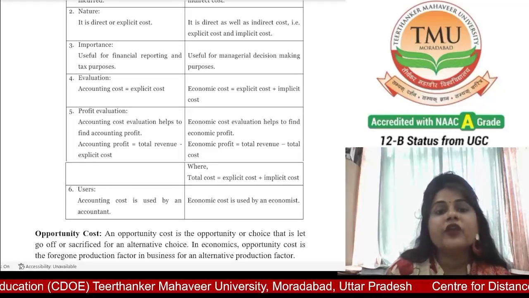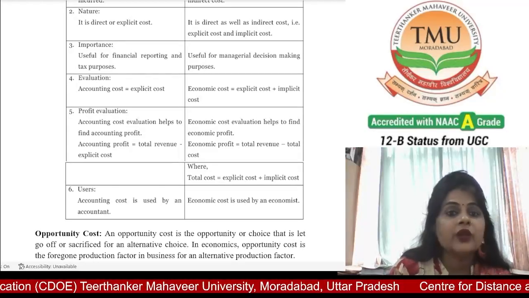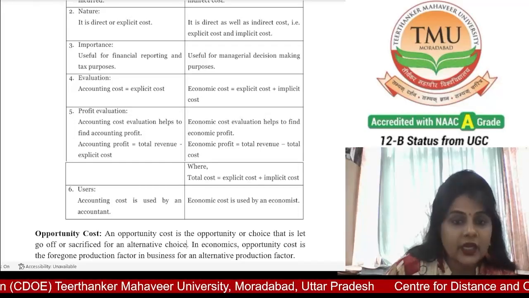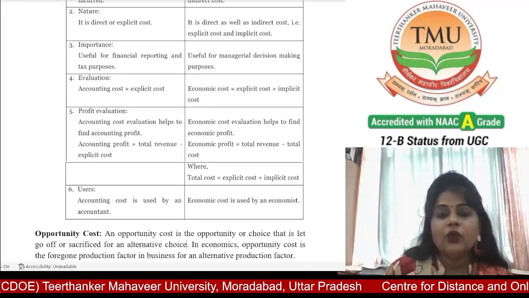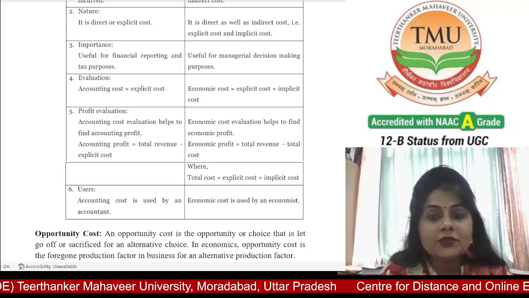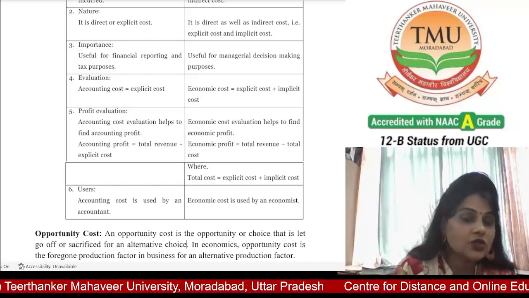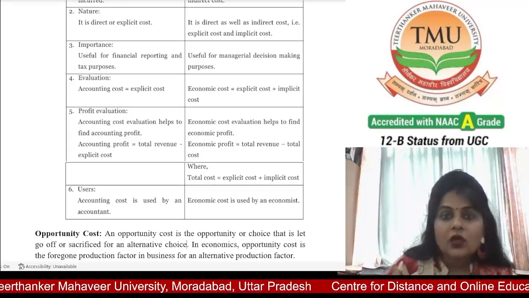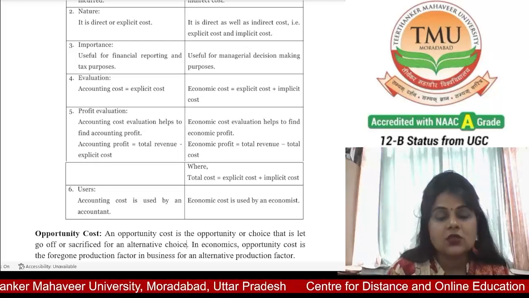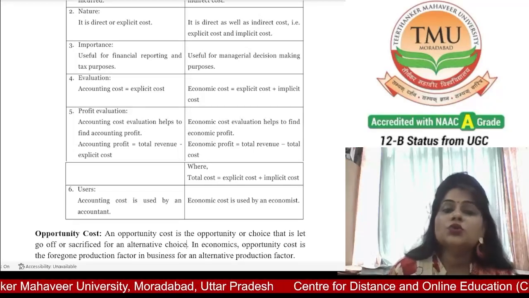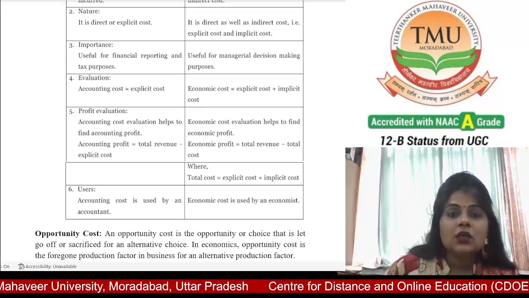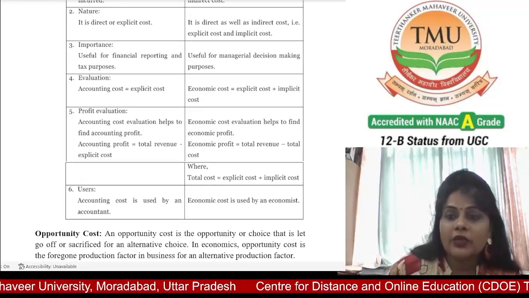In the profit evaluation, accounting cost evaluation helps to find accounting profit. Accounting profit is equal to total revenue minus explicit cost, while economic cost evaluation helps to find economic profit. I have also discussed it in the video. So economic profit is equal to total revenue minus total cost. So accounting cost is used by an accountant, while economic cost is used by an economist too.